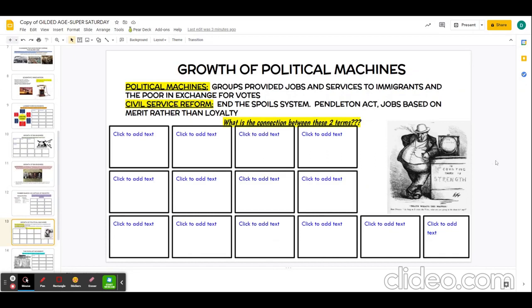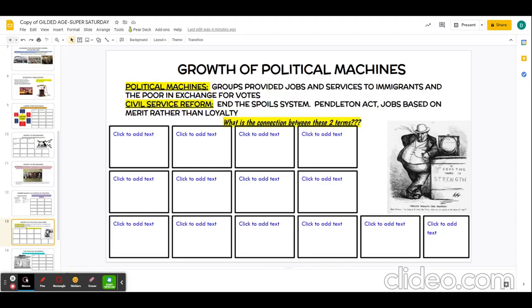On the next slide, we see two more vocabulary terms, political machines and civil service reform. Now, the connection between these two is that political machines were the problem and civil service was the solution. Political machines dominated major cities during the Gilded Age. The best example of this is in New York City. We see the Tammany Hall political machine ran by Boss Tweed.